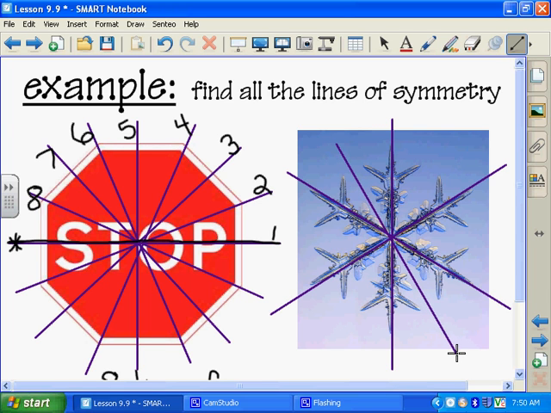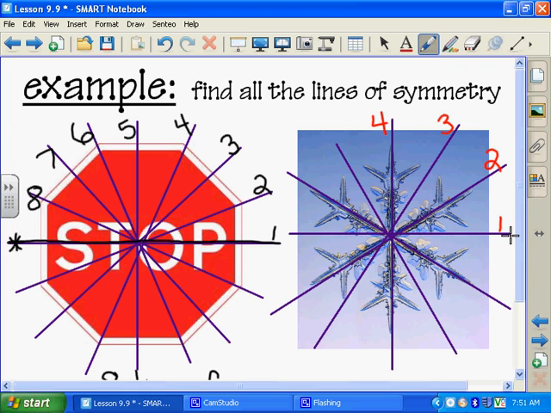So 1 and 1. So now if I count these, I'll start here. This is one line of symmetry. 2, 3, 4, 5, 6. And I don't count this one again because it is with 1. So this has 6 lines of symmetry.